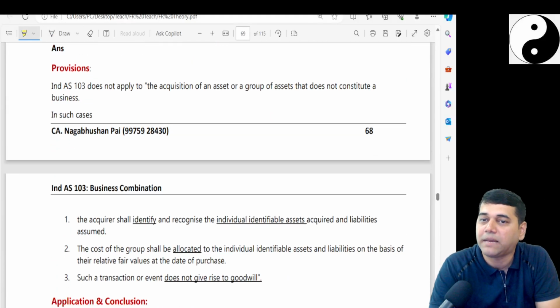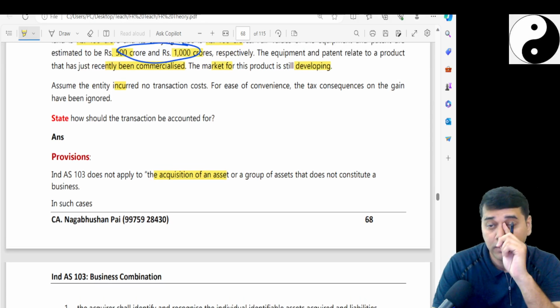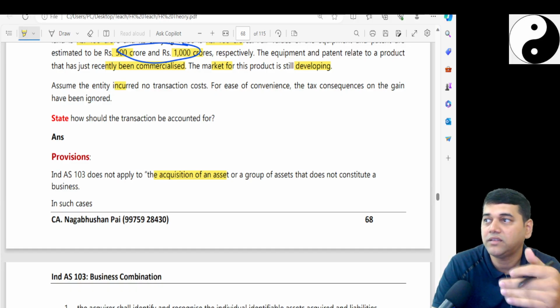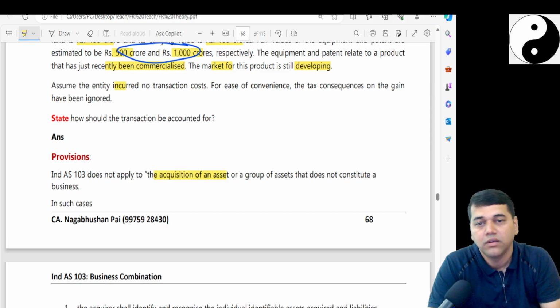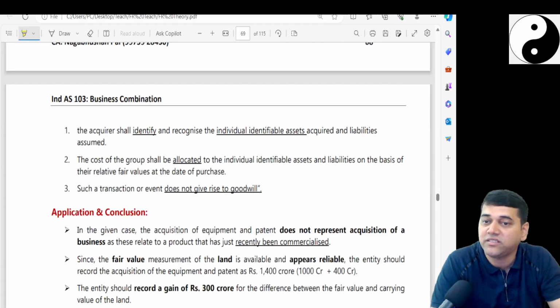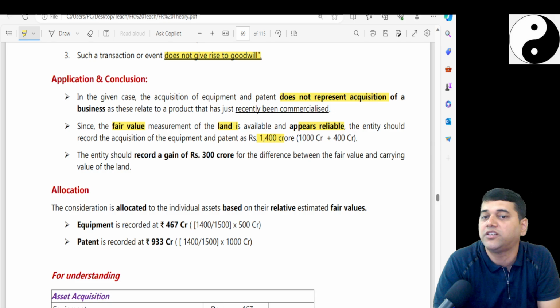Okay, let us see how you say this. 103 does not apply to asset acquisition. Maybe in the examination they may ask whether it is a business combination or an asset acquisition, and possibly they may give you more clarity. Then you should say that asset acquisition applies because this does not constitute a business. In such a case, you have to identify the individual assets and allocate the consideration, and there is no goodwill coming into the picture. In the given case, it does not represent a business combination. The fair value of the land appears to be reliable, so total purchase consideration is 1,400.